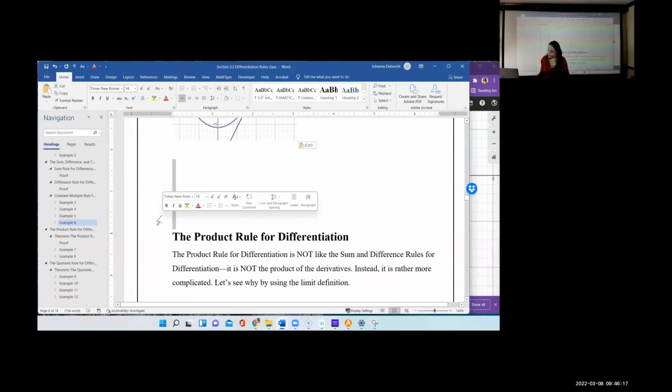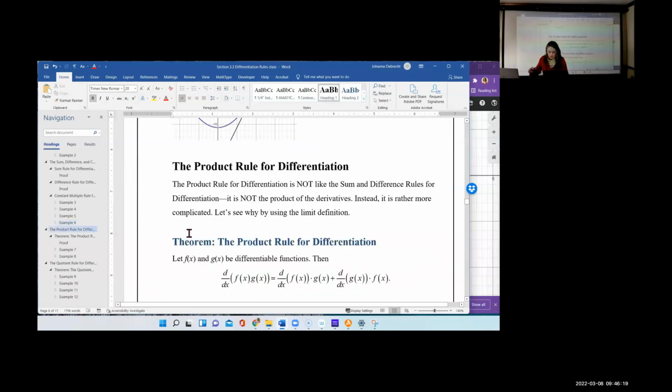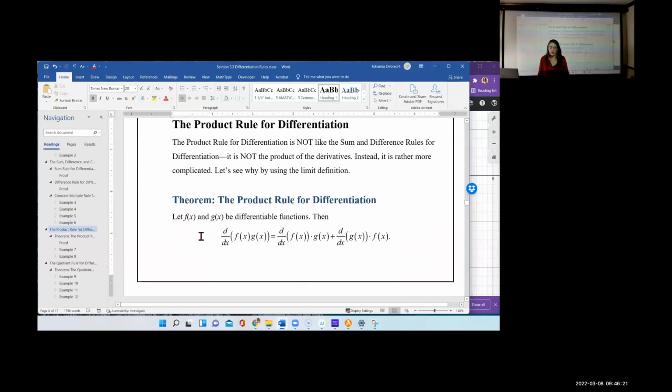Now the product rule is much more complicated than the rules that we've done so far. The product rule for derivatives is not the derivative of the product of derivatives. It does not work that way. It only works for the sum and the difference. That's it, those two. And later this semester, we're going to learn about integration.